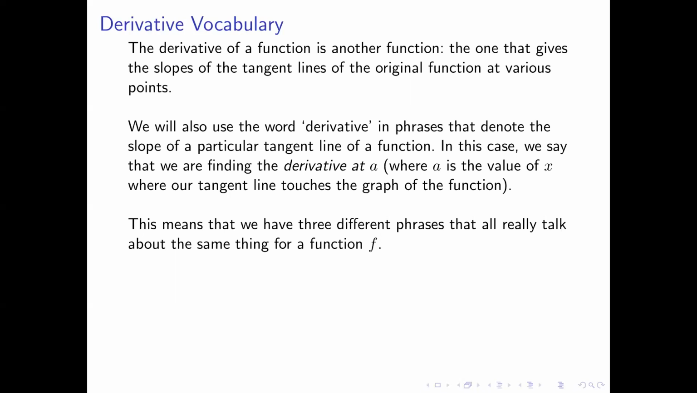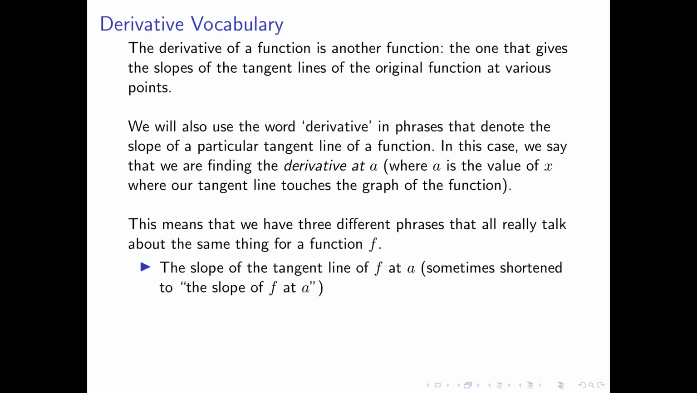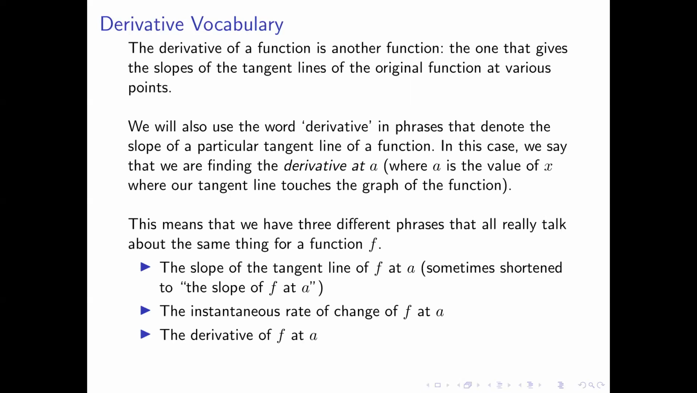And so what this means in practice is that there are 3 phrases that you'll see again and again and again in calculus that all mean the same thing. We can talk about the slope of the tangent line of a function at a, or the slope of the function at a is a kind of shorthand for that. We can talk about the instantaneous rate of change of a function at a, and we can talk about the derivative of the function at a. These are all 3 different names for exactly the same thing.